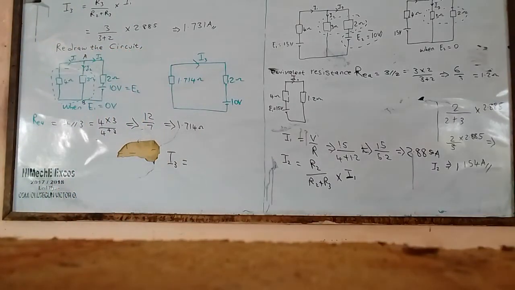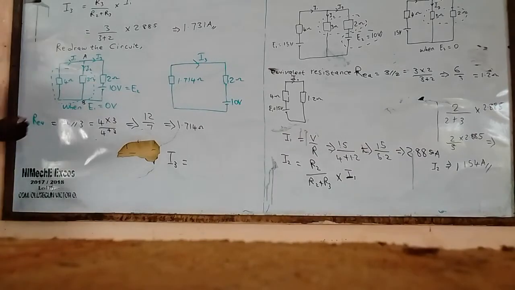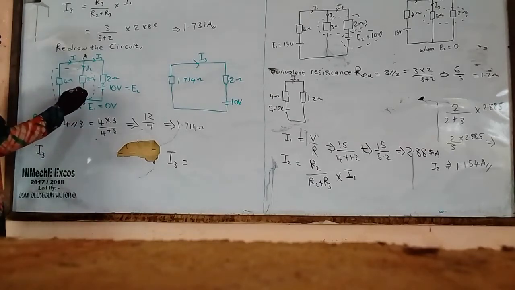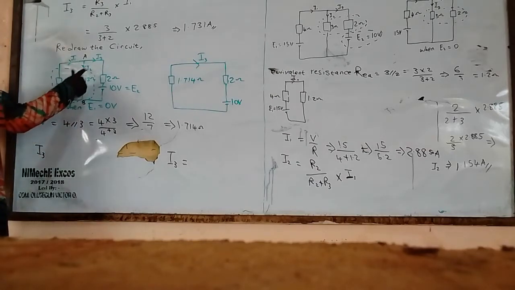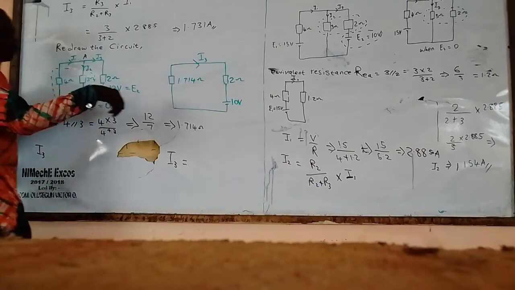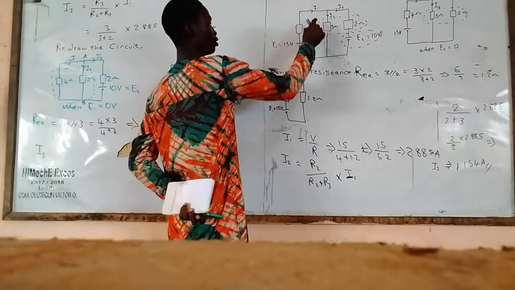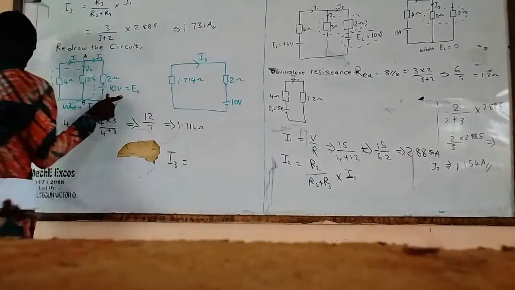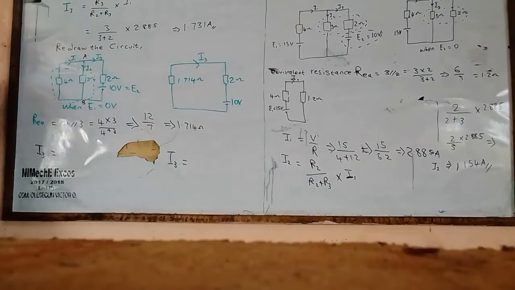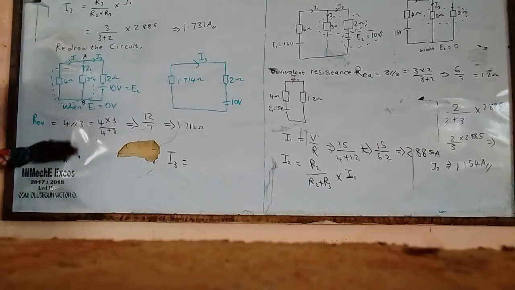Okay, so from here, we're going to look for I3. I3 is actually the one flowing from this point to this actual point, while I1 is not flowing from this point. So we're dealing with this second case. I3 is going to be equal to B over R.